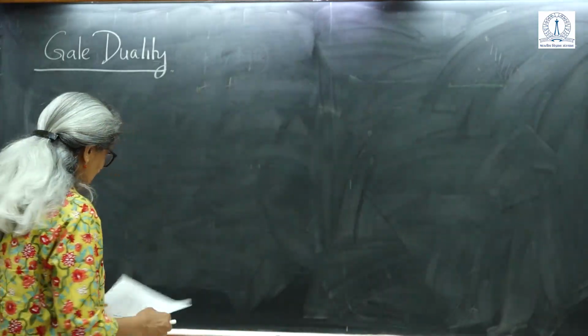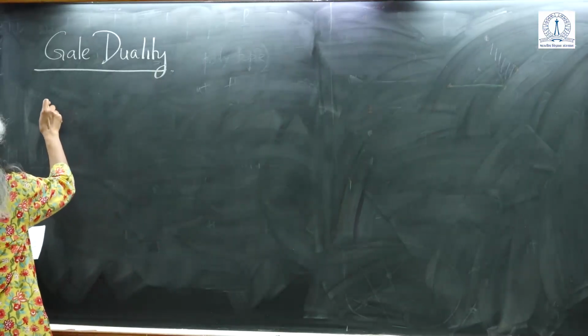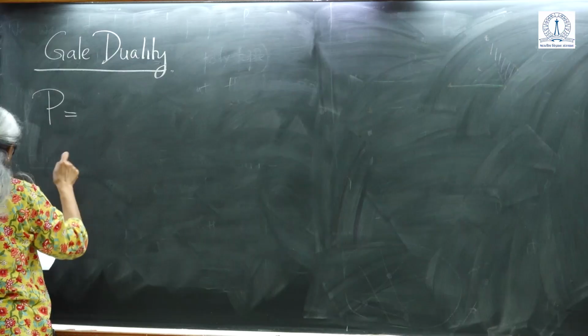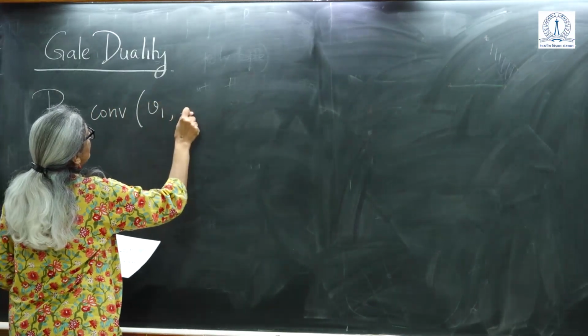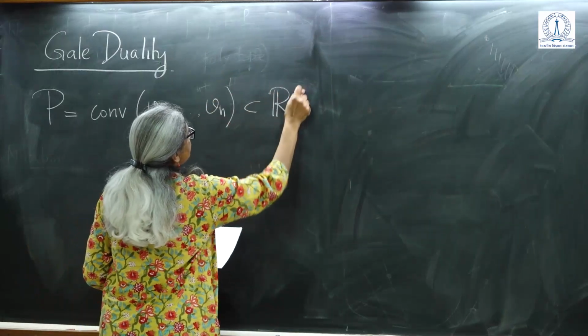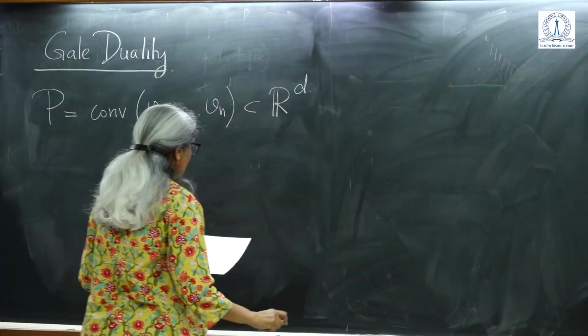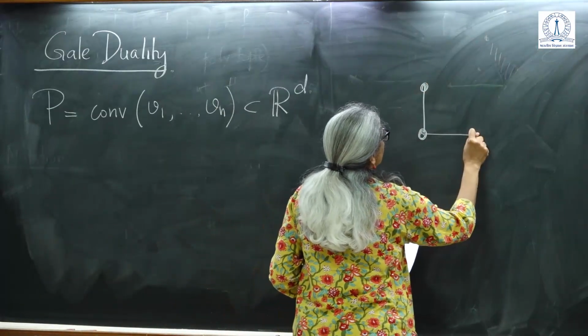Okay, so suppose we start with the following. Suppose I start with a polytope P, that is the convex hull of, say, V1 up to Vn, and the polytope is living in R^d. Okay? So, for example, let's do a simple example.